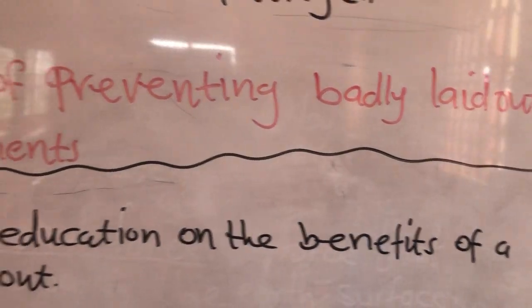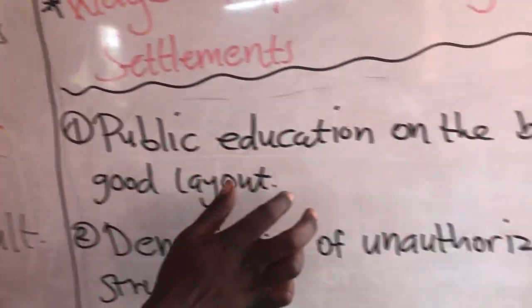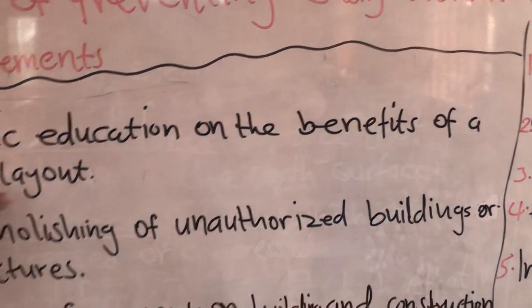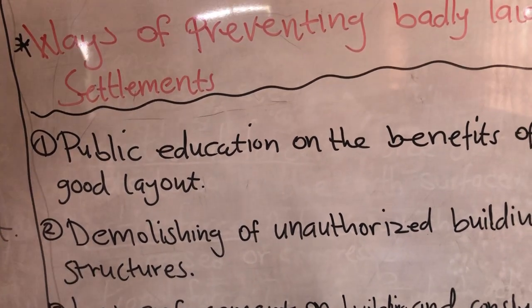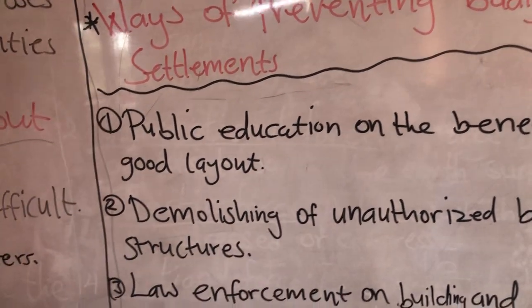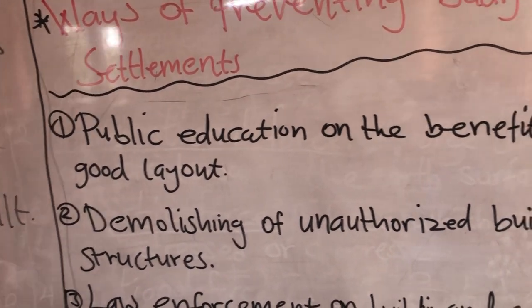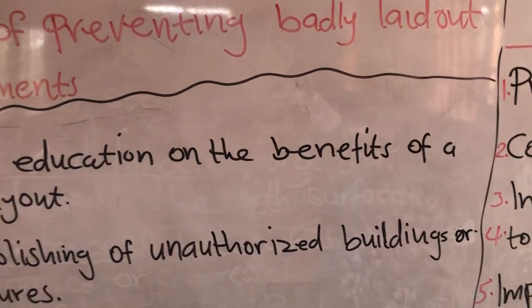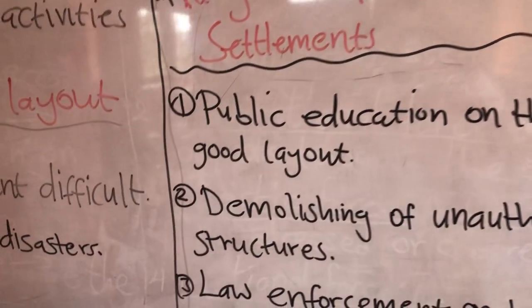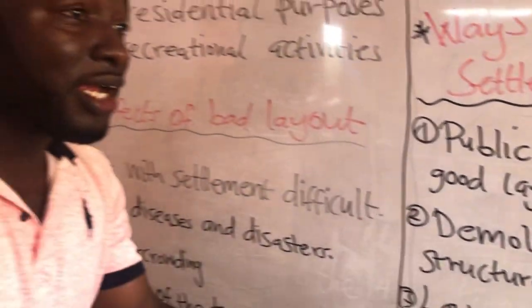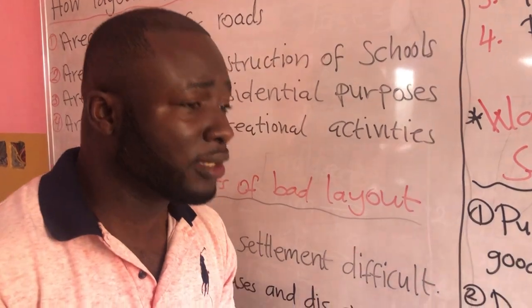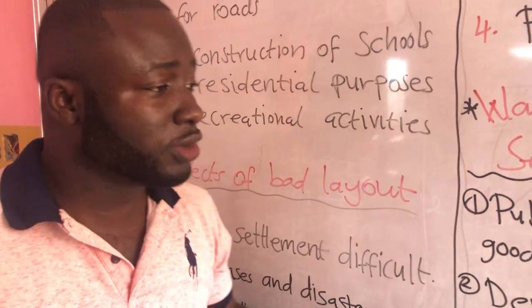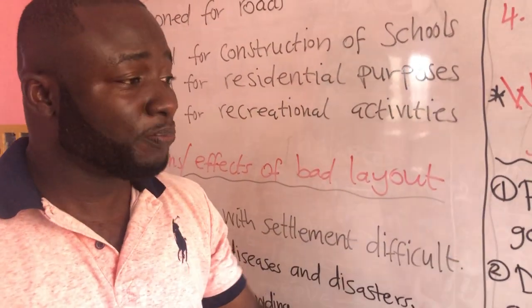One, public education on the benefit of a good layout. The people must be educated that when there's a good layout, these are the benefits. There's free movement of goods and services. There's free supply of utilities, water, electricity. When there's a fire outbreak, the fire service can just get to the scene and quench the fire easily because the layouts are in good situation or good plan.